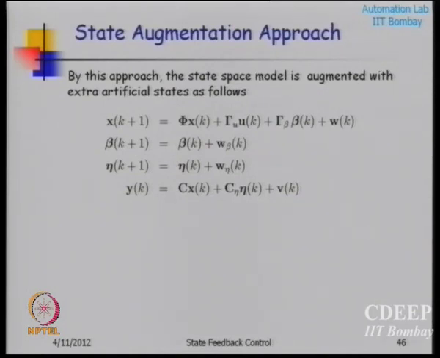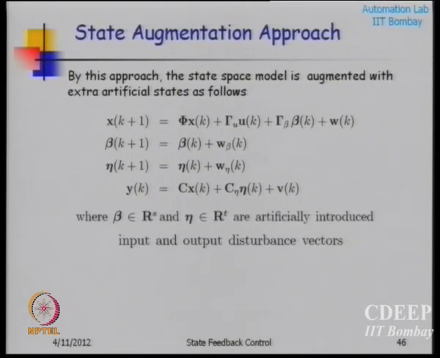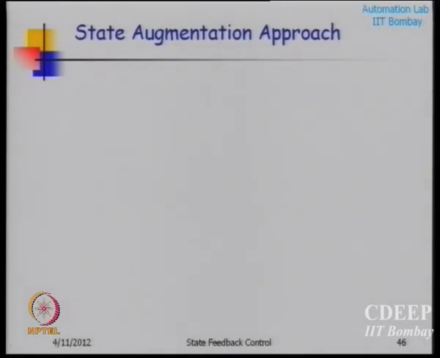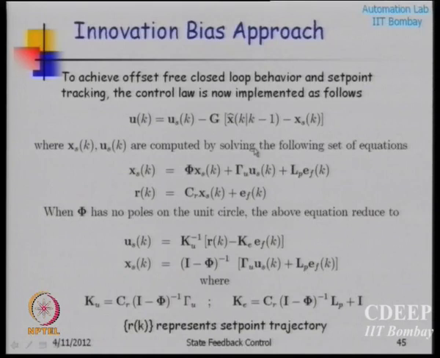And then you develop a controller for this augmented system, and you develop an observer using the augmented system. The white noise here and the white noise there are treated as tuning parameters, and one has to tune the covariances. I particularly find the previous approach which I discussed a simpler approach. Just stick to it when you study for the first time. When you become an advanced user, if you want to switch to the other approach, you can do that.